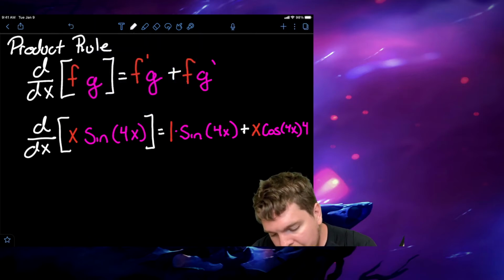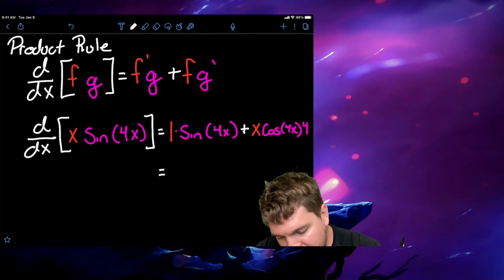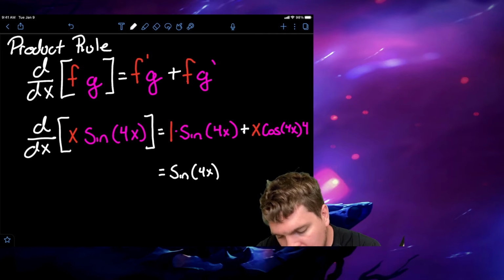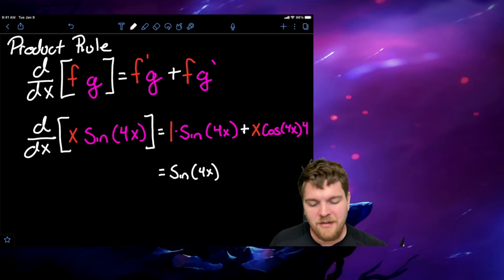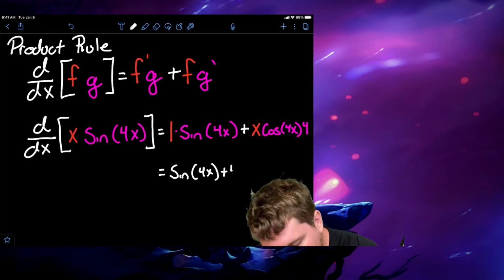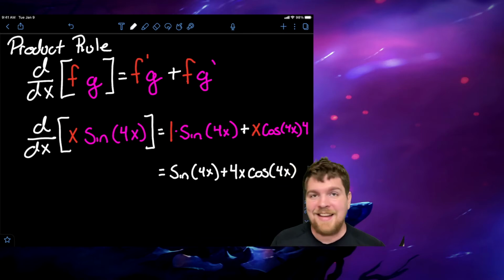So can we clean this up a little bit? I think we can, and I don't think it'll be too much work. So 1 times sine of 4x is just going to be sine of 4x. The next little bit, just to make it a little bit more aesthetically pleasing, let's put the 4 out front, and we'll be left with 4x cosine of 4x. So that right there is our product rule.